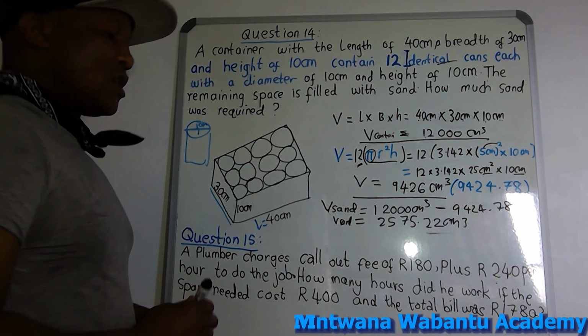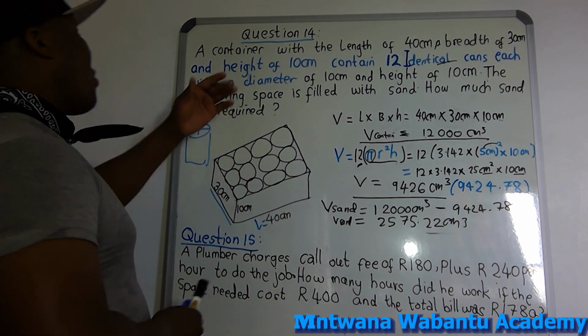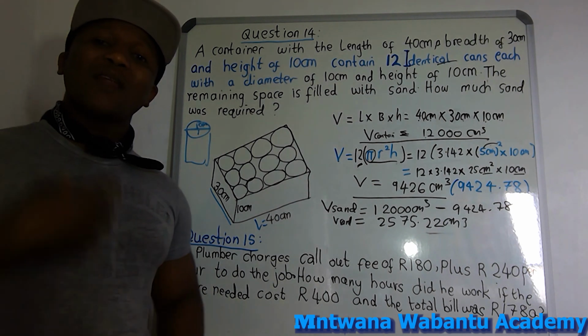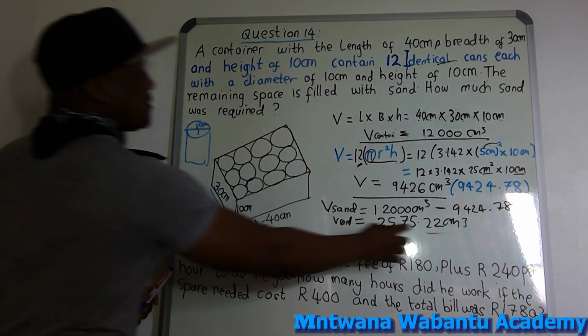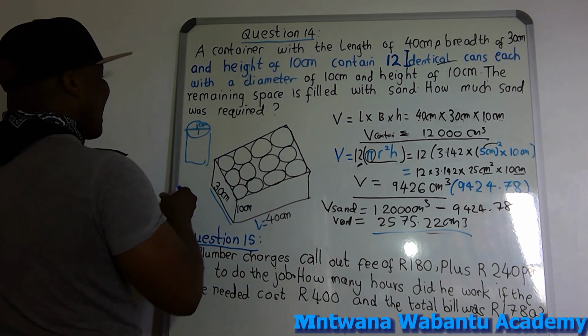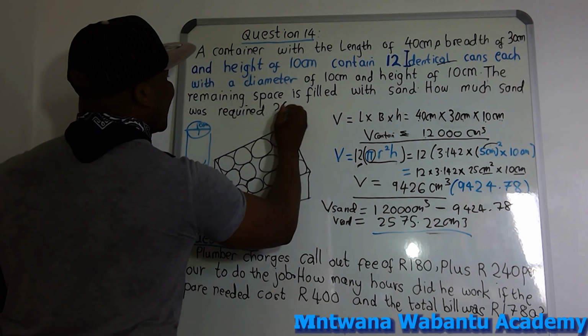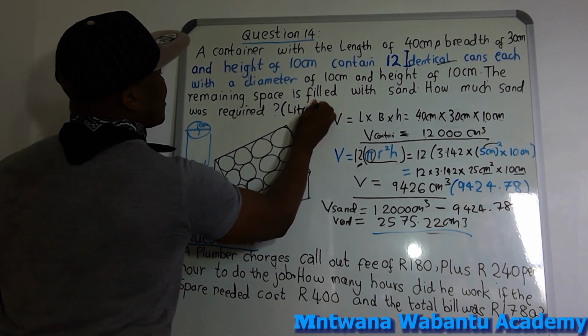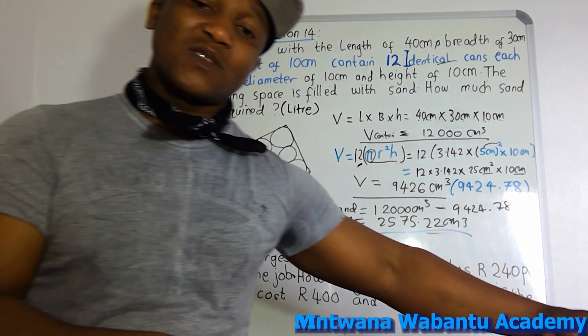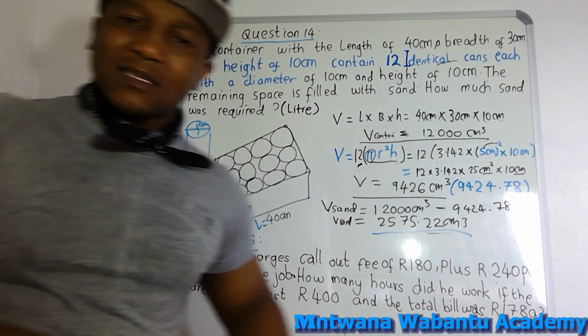But now they want it in liters. So how much is required? If they want it in liters, what you do is divide by 1,000. Whenever they want volume in liters, you divide by 1,000. If it's in centimeter cube, then this will be my volume. But if they want to know how much sand was required in liters, then you convert.